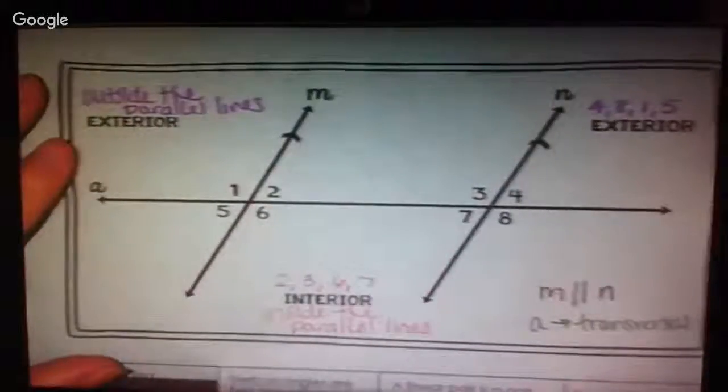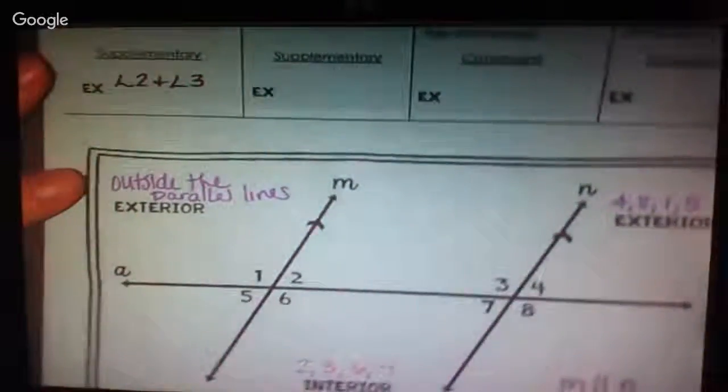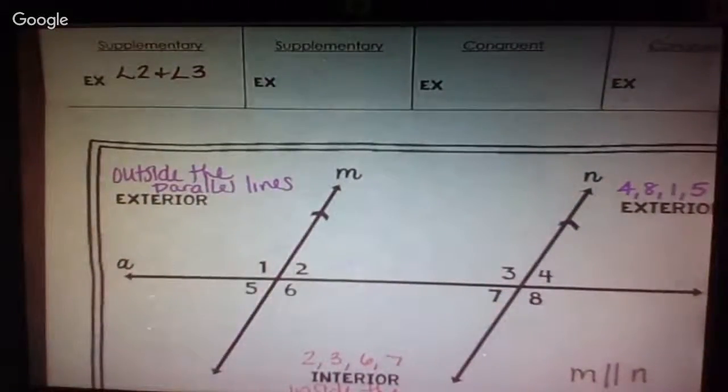So take a look at this picture. Hands up if you can give me two angles that are on the same side of the transversal inside my parallel lines. Tay. What you got, Tay? 2 and 3. 2 and 3 are on the same side of the transversal. They're both on the top of the transversal, and they're inside the parallel lines. So, angle 2 and angle 3. There's one more. Who can give me the other one? 6 and 7.